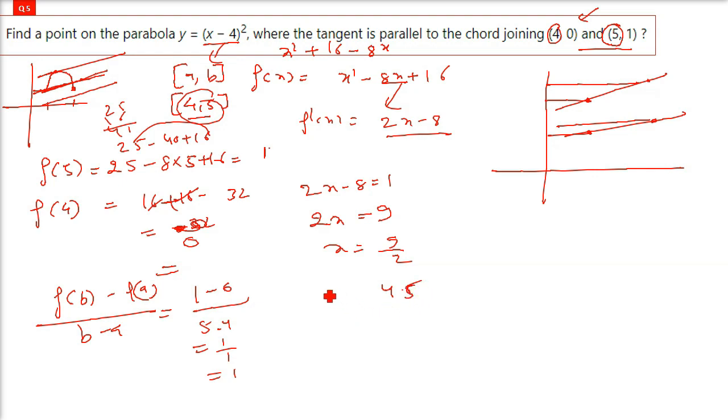So this is exactly between 4 and 5, that is in between, 9 by 2. So there is no problem. We have verified Lagrange's mean value theorem here.